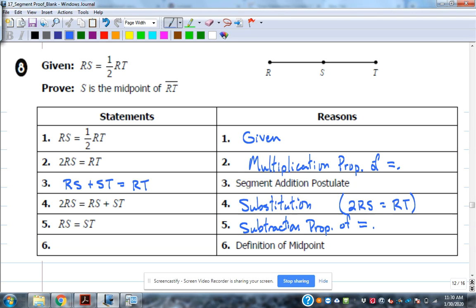S is the midpoint of RT. Okay, so that, yeah, because it's the proof statement of it. And definition of midpoint. So there we got RS is equal to ST, which is what the definition of midpoint does say about segments. Okay.